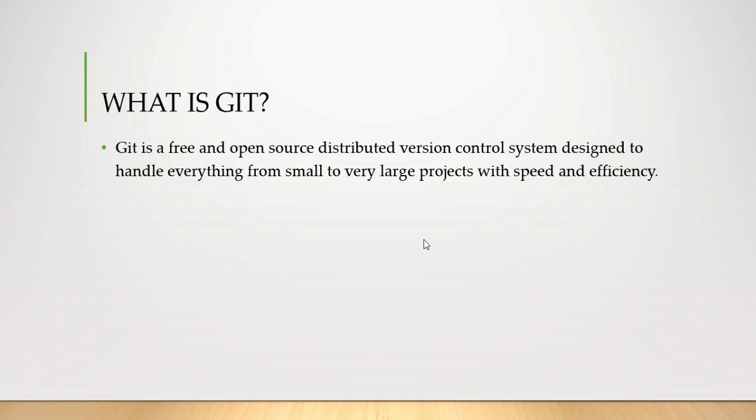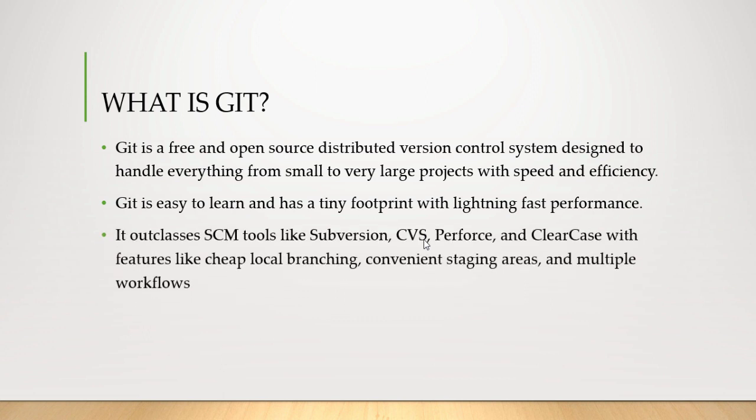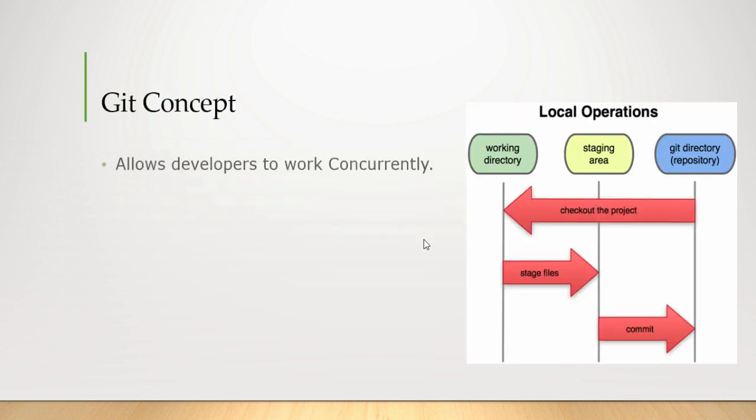Git is a free, open source, distributed version control system designed to handle everything from small to very large projects with speed and efficiency. Git is easy to learn and has a tiny footprint with lightning fast performance. It outclasses SCM tools like Subversion, CVS, Perforce, and ClearCase with features like cheap local branching, convenient staging areas, and multiple workflows.